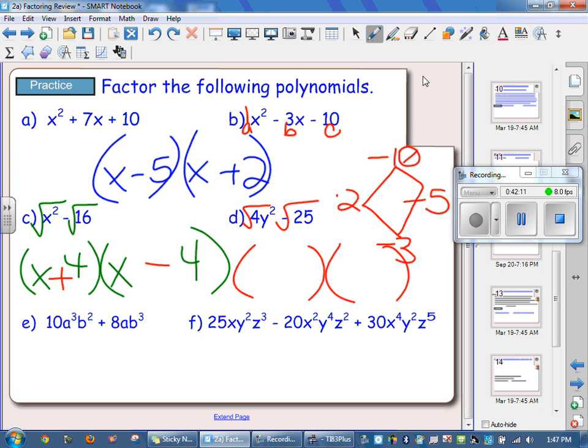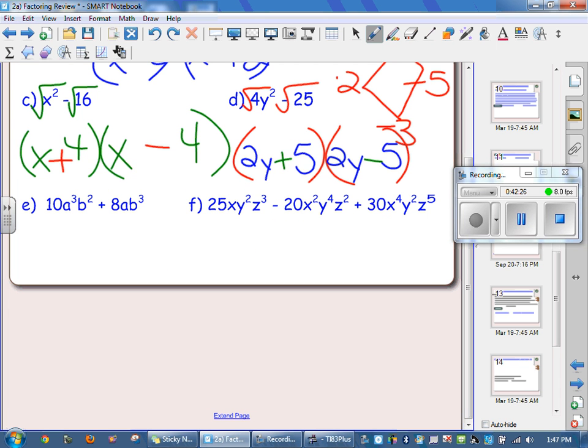The last couple questions here, we're going to notice there's lots of different variables and lots of different exponents on our variables. The only thing we can do if we can't square root these guys is take a look at their GCF. We have to divide out a GCF. So I'm going to divide each of those by a GCF.